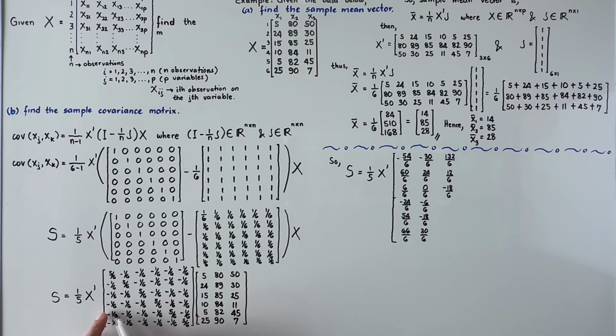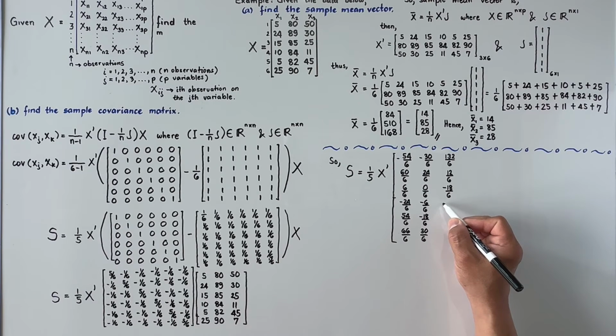Then the fourth row is multiplied by the third column. So we have negative 50 over 6, minus 30 over 6, minus 25 over 6, and then added to the product of 5/6 and 11, which is 55 over 6, minus 45 over 6, minus 7 over 6. And the sum of the 6 products is equal to negative 102 over 6 here.